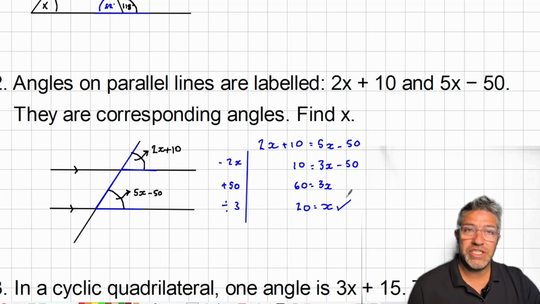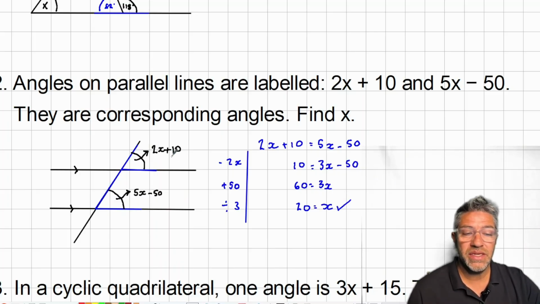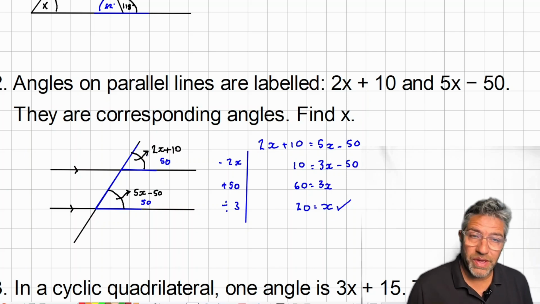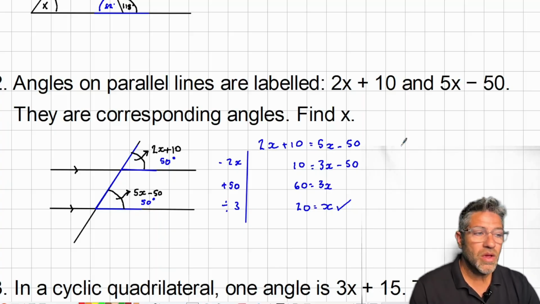Now that is answering the question, but let's just try and add that clarity. If x is 20, 2x would be 40, add 10 is 50. And let's just double check. 5 times 20 is 100, subtract 50 is 50. So both of these angles are corresponding, they're equal. We've calculated x to be 20, but moreover, we've actually worked out each angle to be 50 degrees. And with that in mind, I will just add in my units. Question 3.